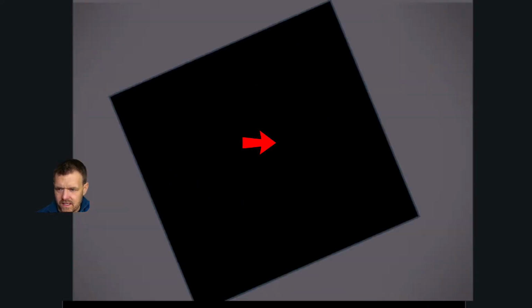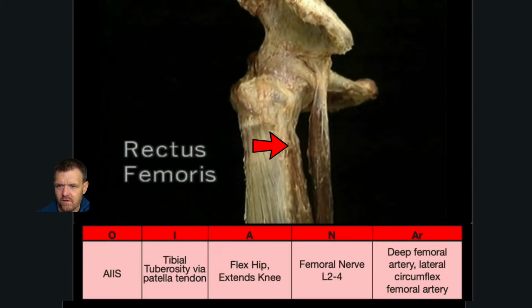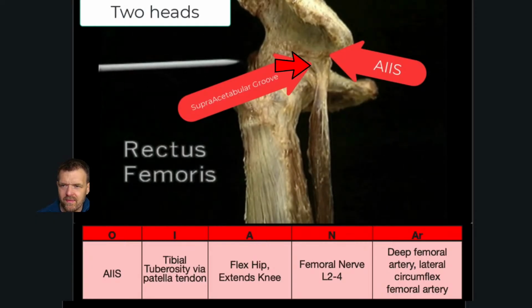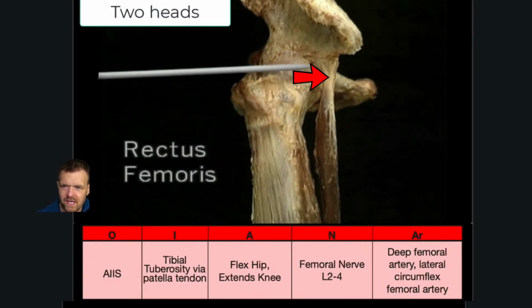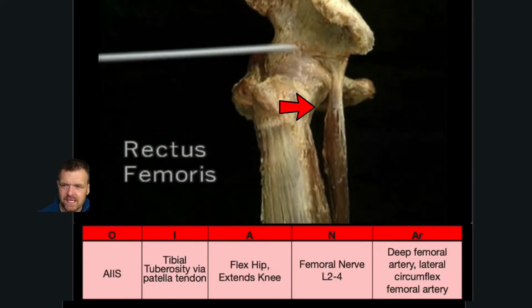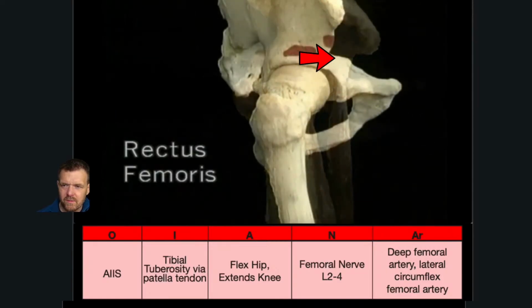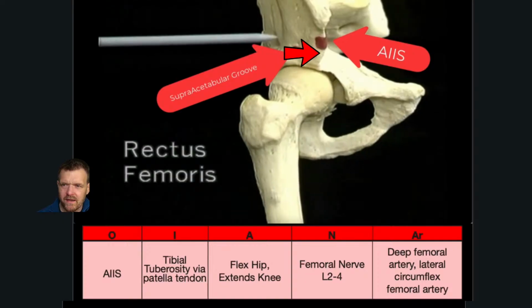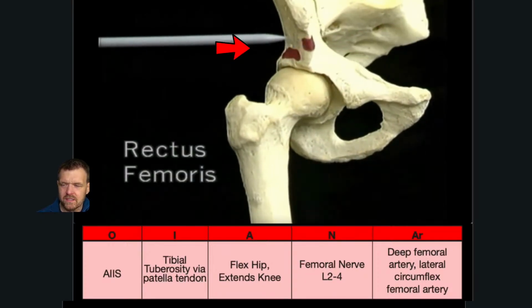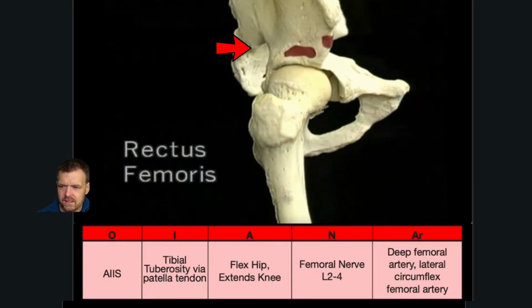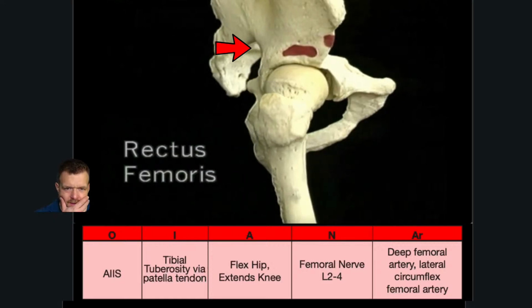Okay. So let's just go back again on that. Yeah, so rectus femoris there, and then there's the split. Can you see that little Y shape there of the tendon? You can see it coming up just above the acetabulum, and then the AIIS just there. So that's your rectus femoris.